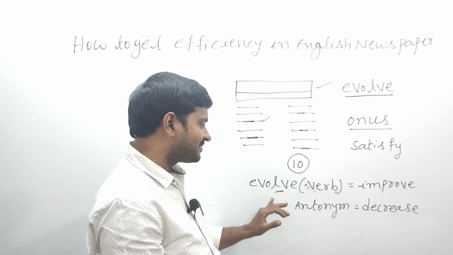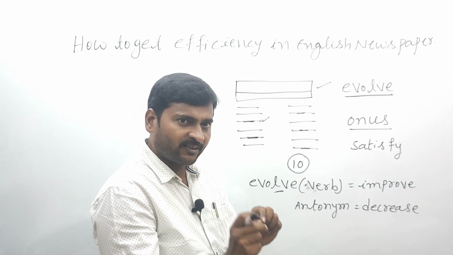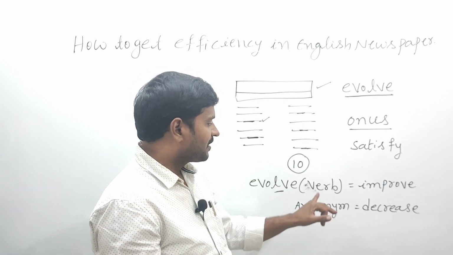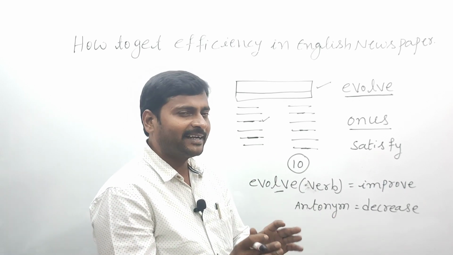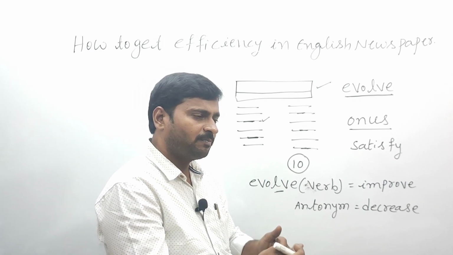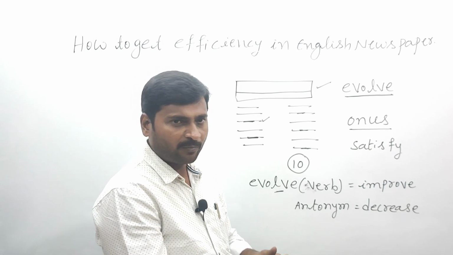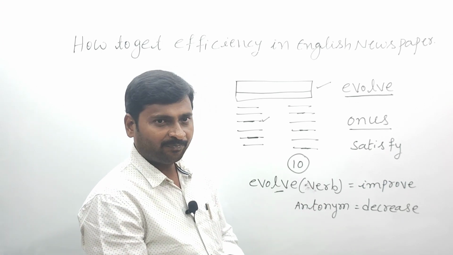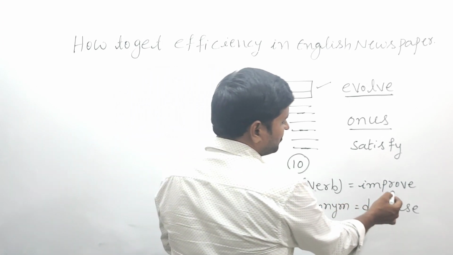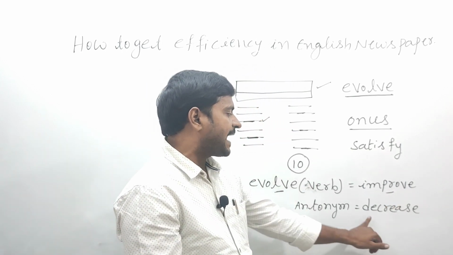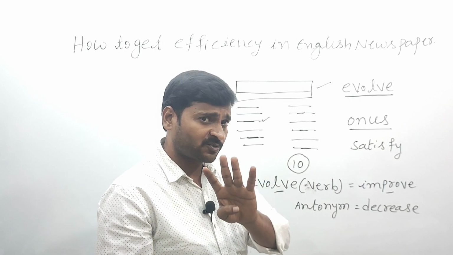The first step is the actual word, which you get from the newspaper. The next step is parts of speech, whatever it is. If it is a verb, a noun, an adjective, or an adverb, you keep it in the bracket. Next, come back to the actual meaning. Next, you go through the antonym. Totally, you come across 4 steps.